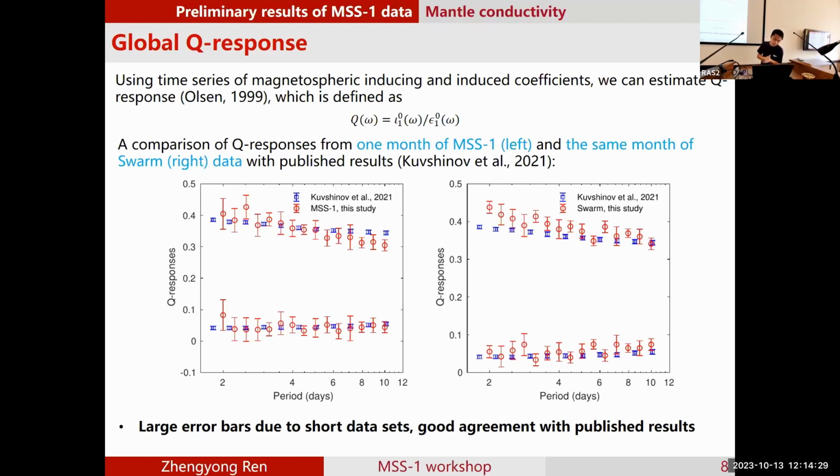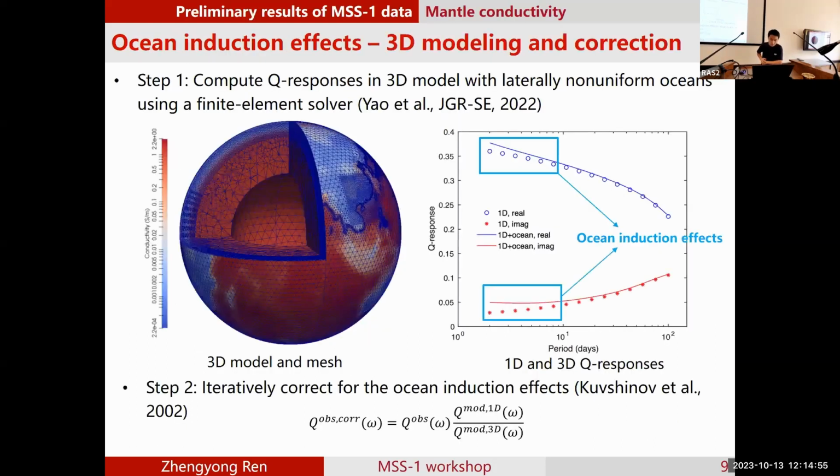And here is a comparison of the Q response estimated from MS1 and the Swarm data, and also the comparison with published results. Although large error bars were found due to the short data sets, a good agreement with published results was obtained. Because the near surface oceans have a very large influence on the response, to obtain a reliable radial conductivity profile, we need to model and correct the near surface ocean effects.